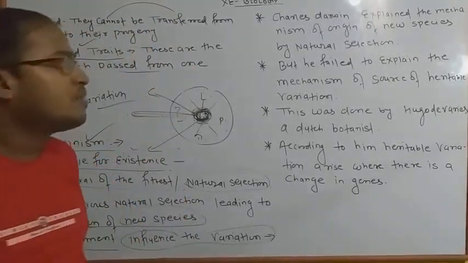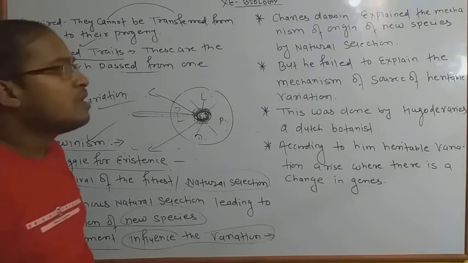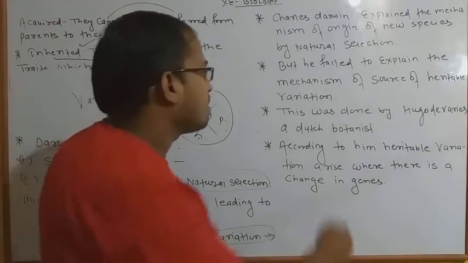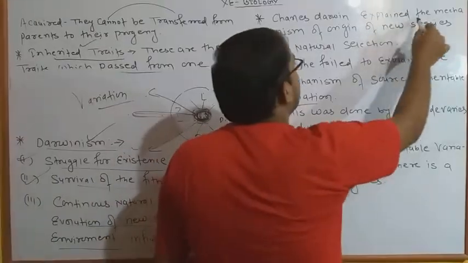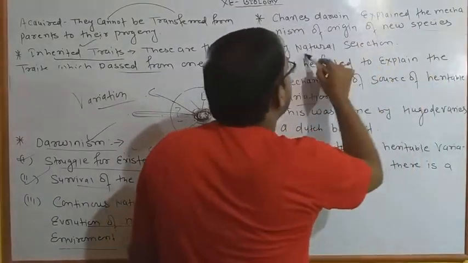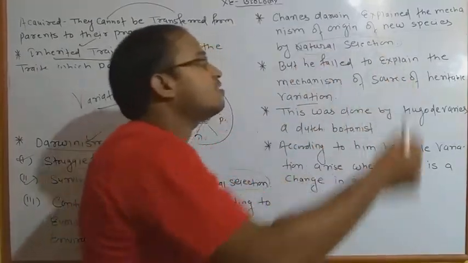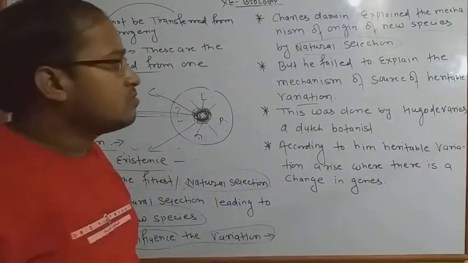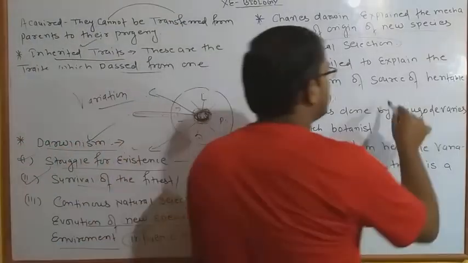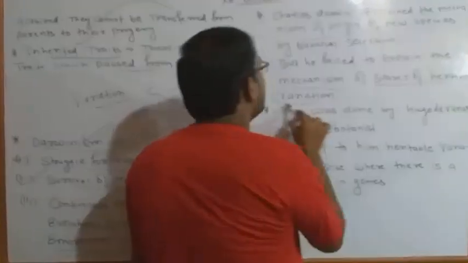Okay, now there are certain demerits of Charles Darwin who has given the evolution system, but he failed to explain the mechanism of source of heritable variations. Okay, now we are going to discuss the first one is that Charles Darwin explained the mechanism of origin of new species by natural selection. Natural selection में इन्होंने variations के बारे में बता दिया, but they are unable to give the exact source of heritable variation in this system.